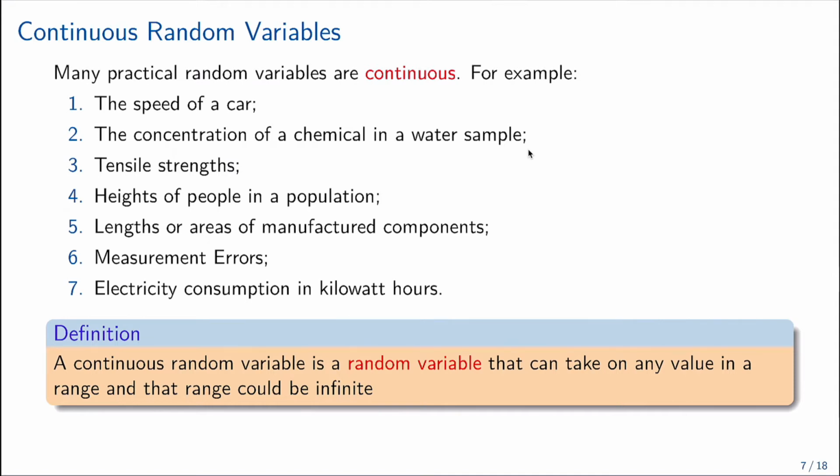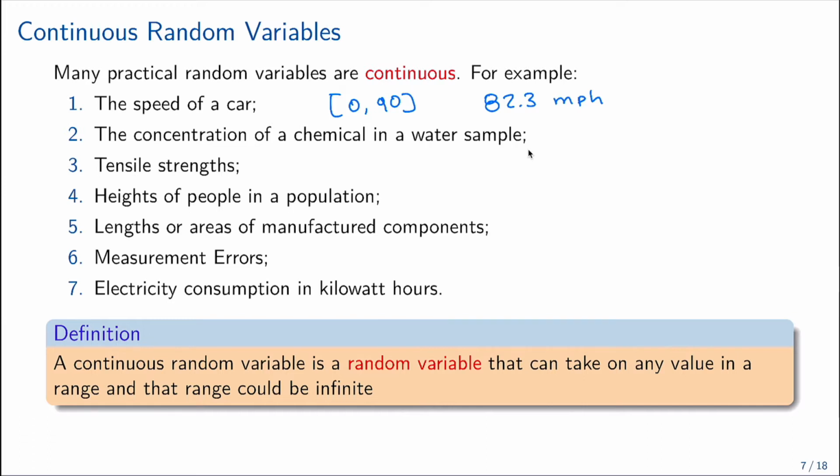Section 2.4, continuous random variables. Many random variables are continuous. For example, the speed of a car that can have values between 0 and 90 miles per hour on the highway, but we can find cars traveling at any value in between those, for example 82.3 miles per hour. Another example is the concentration of a chemical in a water sample.